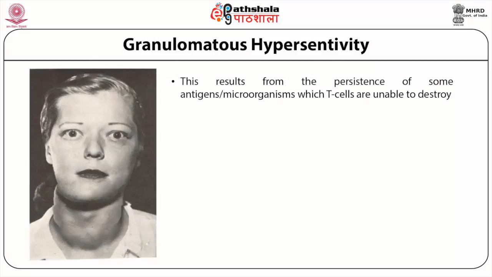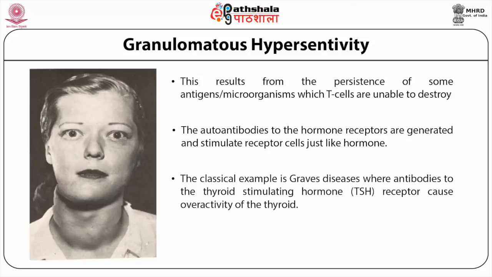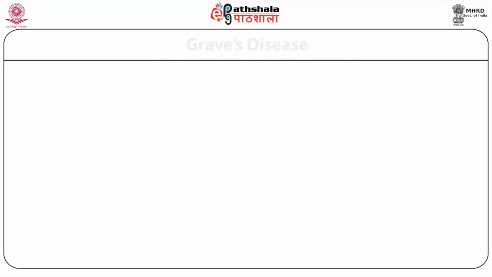The classical example of type 5 hypersensitivity is Graves' disease, where antibodies to the thyroid stimulating hormone receptor cause overactivity of the thyroid. The result is hyperthyroidism. An enlarged thyroid gland, visible as a swelling at the base of the neck, and protruding eyeballs are the typical appearance of a patient suffering from Graves' disease.